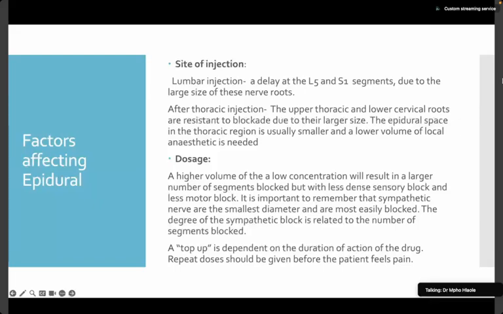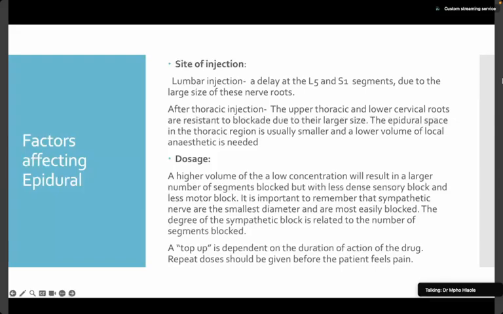And then when it comes to the dosage, a higher volume of a low concentration will block much more of a segment. But obviously, because your concentration is much lower, it's not going to be a very dense block. It's going to be a lighter block. So you need to know that if I give a smaller volume, it's not going to cover a lot of space. But if I give a bigger volume with a low concentration, it's going to cover more segments.